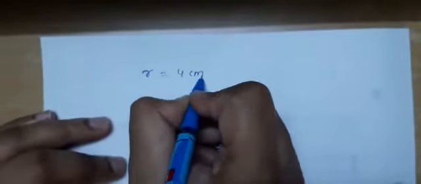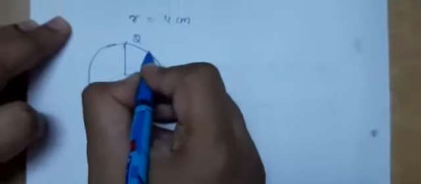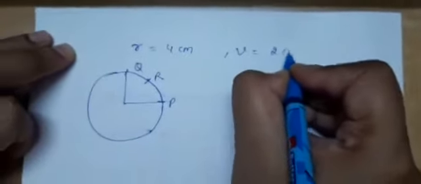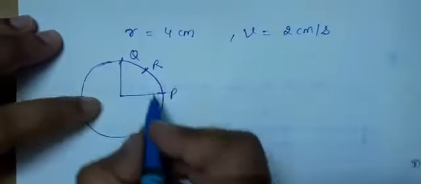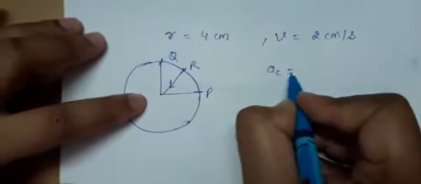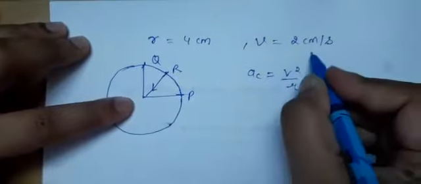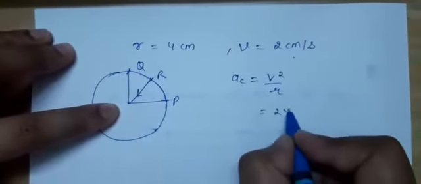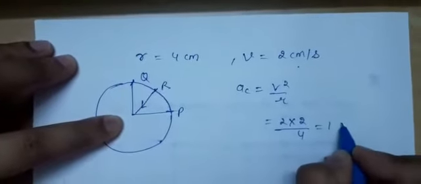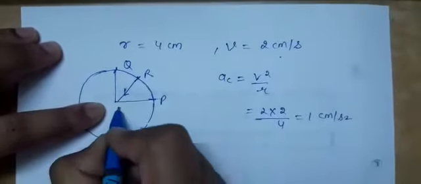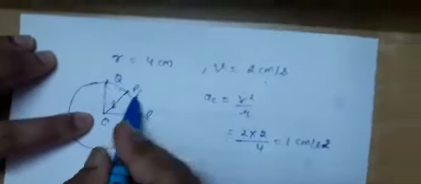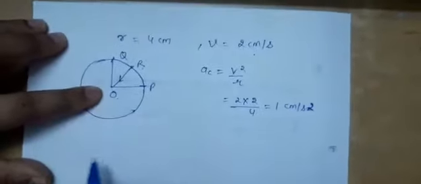Now, as the circle radius is 4 centimeter and the particle is moving from P to Q, we have to calculate the acceleration at point R, and the constant speed given is 2 centimeter per second. So basically the centripetal acceleration acting towards the center will be V square by R. V is given, R is given, so I can easily calculate this. This comes out to be 1 centimeter per second square, and it will be along RO. So this will be the acceleration.